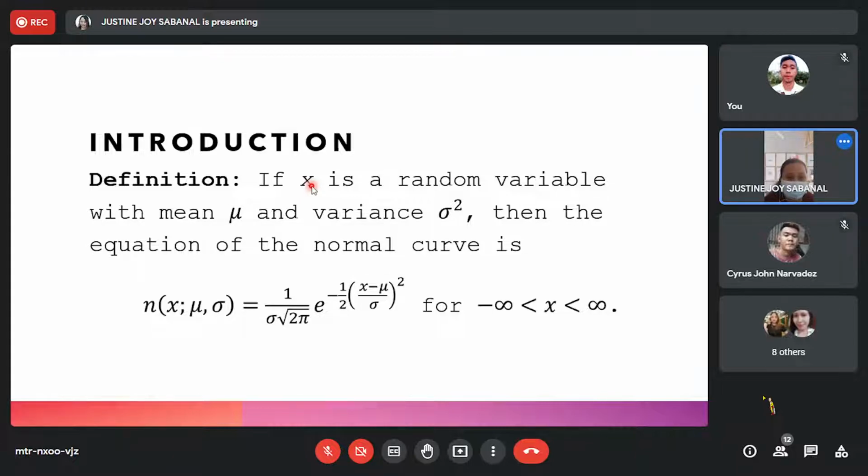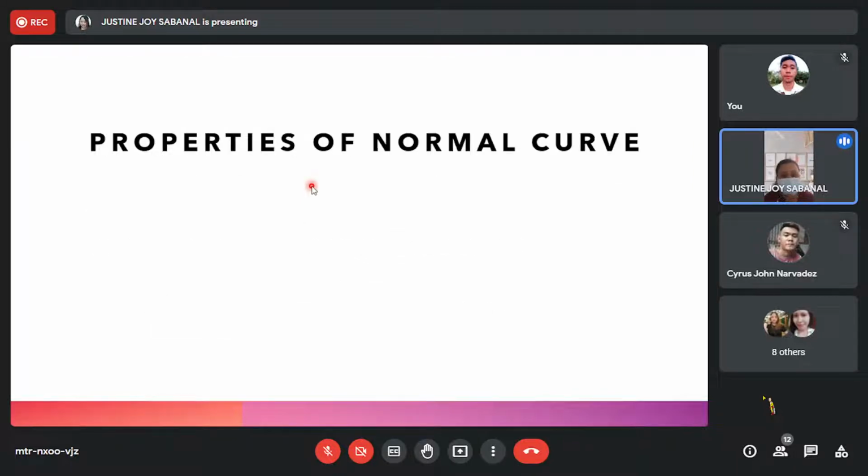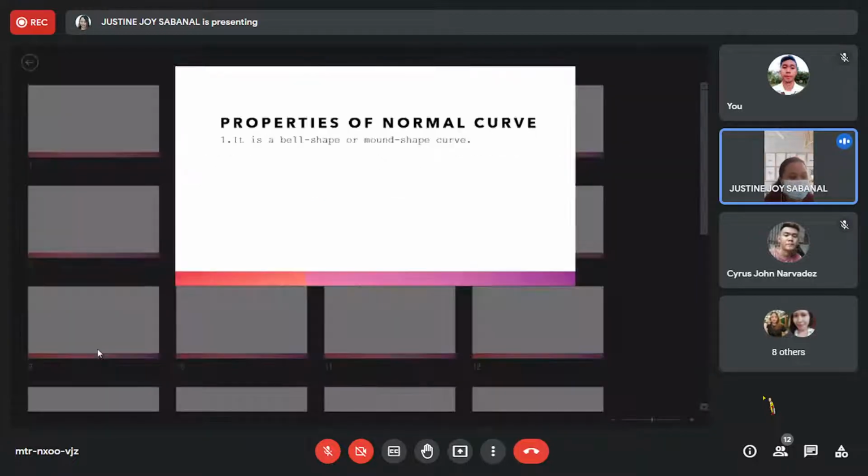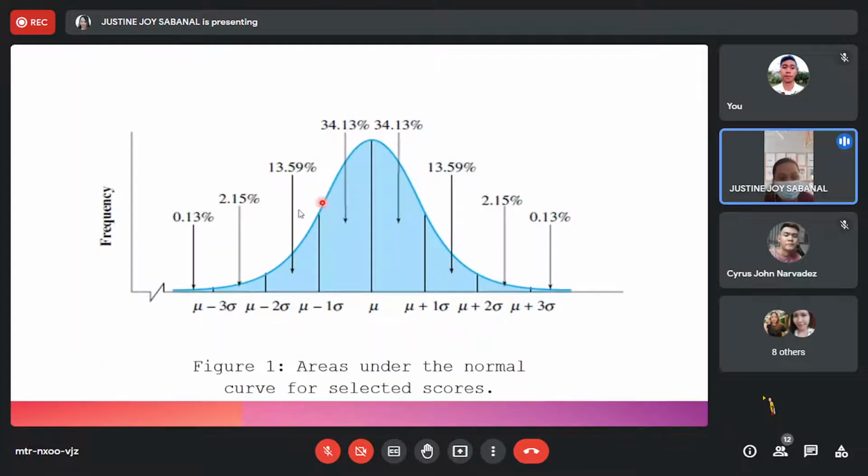So, one of the uses, another concept is kung gusto mong alamin, kunwari, kung ano yung chances na makakuha ng mas mababang value, mas mataas na value, or yung values na nasa pagitan ng isang boundaries po. So, pwede rin natin gamitin yung normal distribution. So, ano po ba yung properties ng normal curve? So, ang normal curve daw po ay makikita natin as a bell-shaped or a mound-shaped curve. So, para siyang hill, parang mountain. So, ganito po yung itsura ng isang normal distribution.